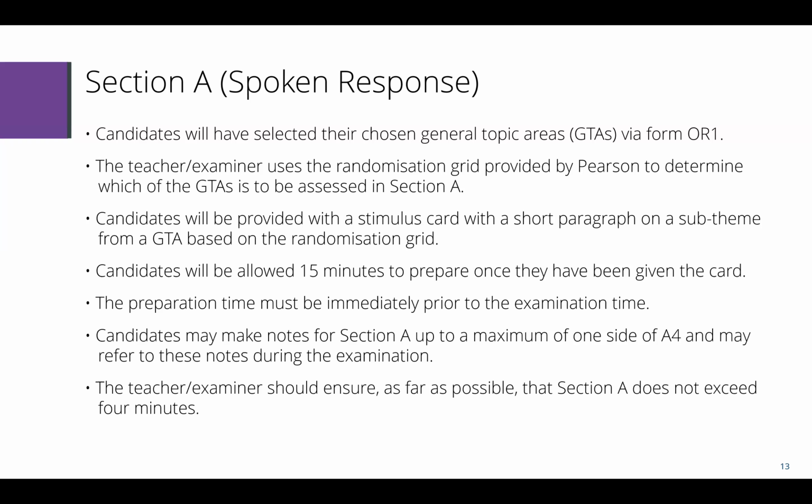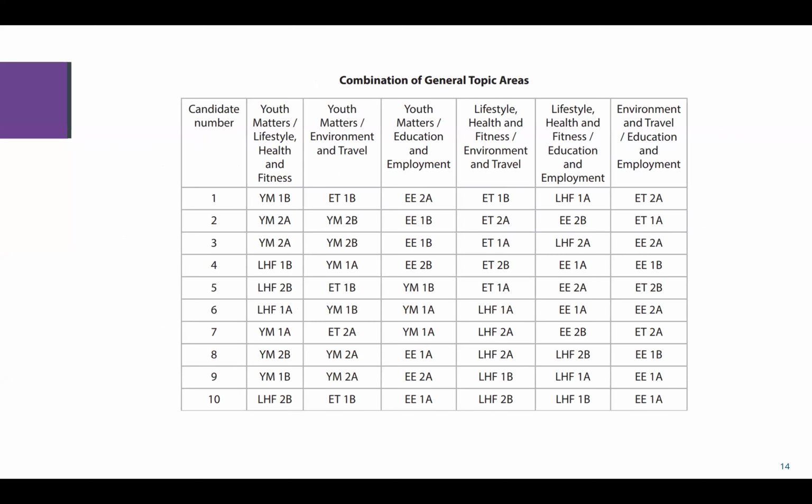Now, there is then a randomization grid, and it looks like this. And this randomization grid changes every series. So there's one in the sample assessment material, but it won't necessarily be the same as this on every line. So you need to make sure that you refer to the randomization grid that is relevant to the series that you're in.